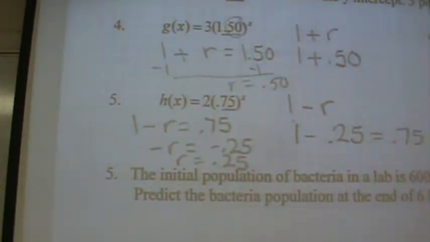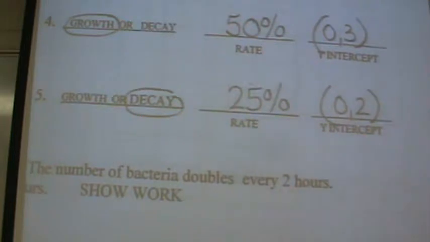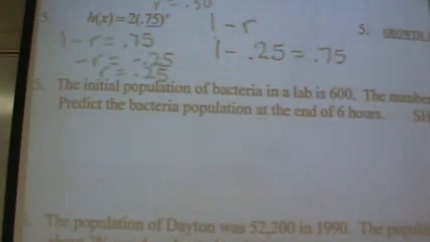What'd you get for the y-intercept again? This one's 0.3, this one's 0.2. Your y-intercept is the number before the base. Okay? There's always a 0 in front of it? Yeah, because for the y-intercept, the x value is 0.